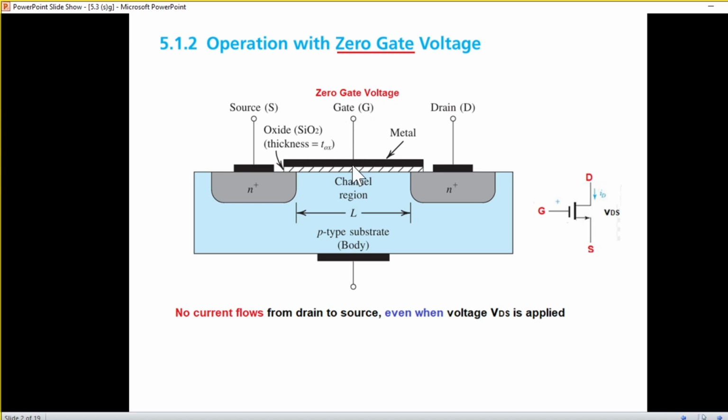If there is zero gate voltage, no channel will be formed. No current will flow from the drain to source, even when voltage VDS is applied. So even though we applied a VDS voltage, no current will flow because there is no path. Now I'm describing some of the theoretical background. If you have already understood, then you can skip and go to the problem straight away.